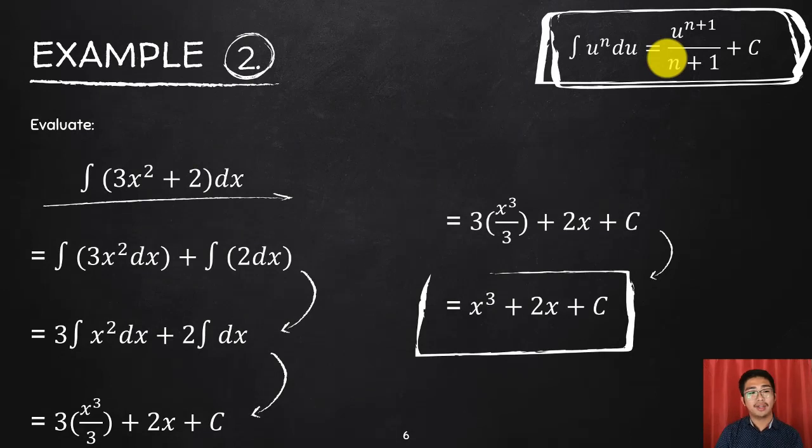Okay, so example number 2. So this is a bit different from number 1. Okay, so here's our problem. We need to evaluate the integral of, what is this? Quantity 3x squared plus 2 close quantity dx.